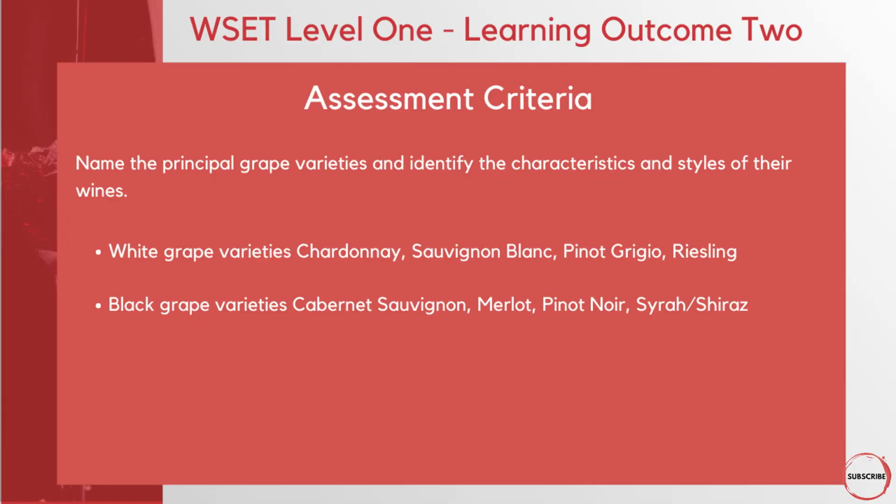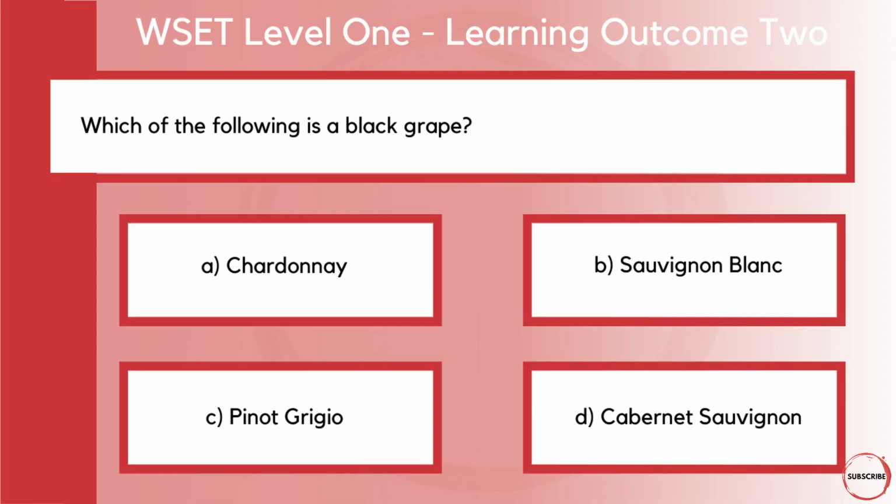And this is where you're starting to name the principal grape varieties and identifying the characteristics and styles of their wine. At level 1, your focus is on the following white grape varieties: Chardonnay, Sauvignon Blanc, Pinot Grigio and Riesling. And then from a black grape perspective, you'll be focusing on Cabernet Sauvignon, Merlot, Pinot Noir and Syrah Shiraz, dependent on where in the world you are. And so the next set of questions are based around getting you familiar and comfortable with putting a grape into a question format. Which of the following is a black grape? Is it Chardonnay, Sauvignon Blanc, Pinot Grigio or Cabernet Sauvignon?